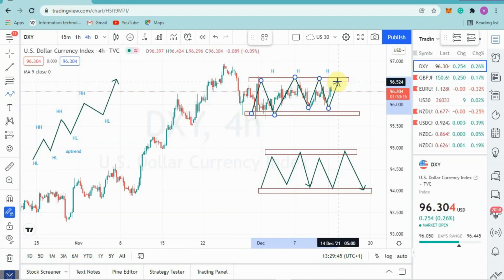Okay, so I hope you really understand all these three market structures.